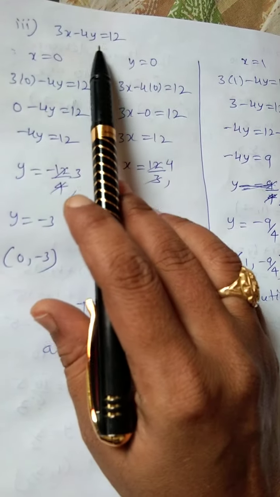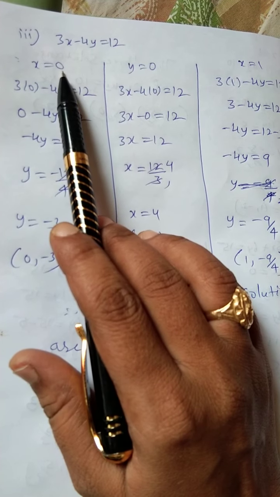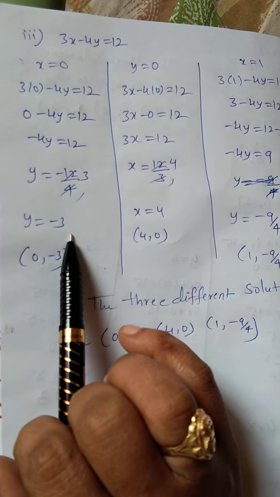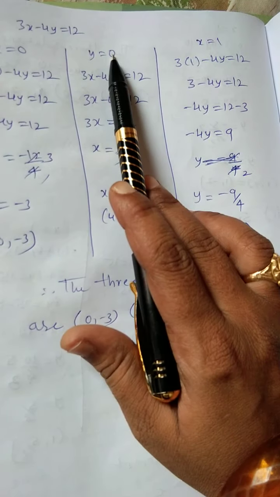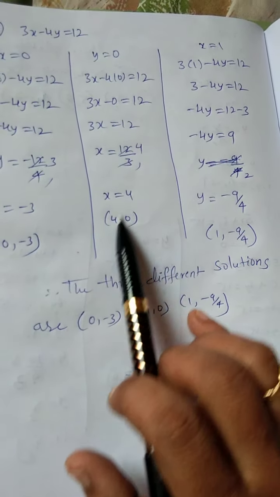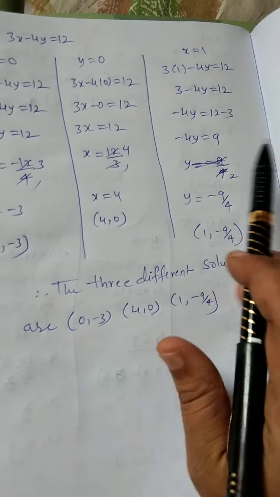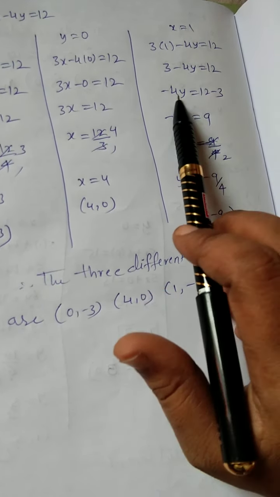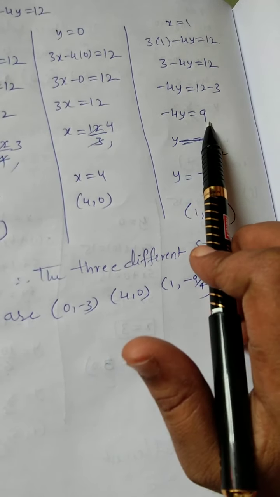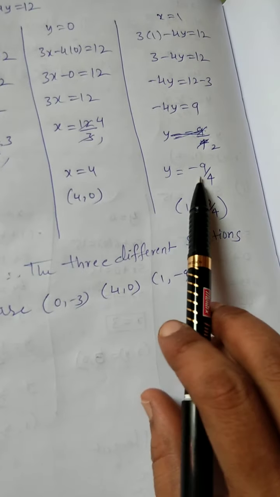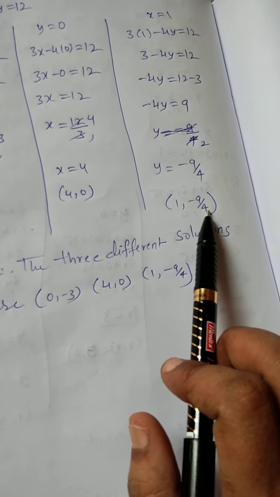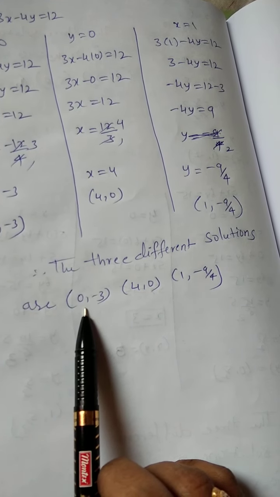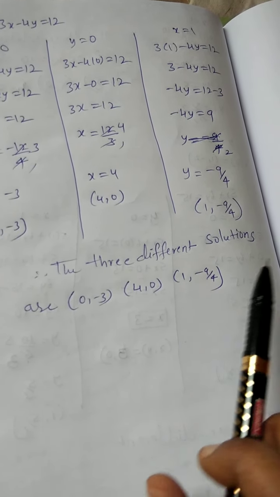Next linear equation, 3x minus 4y is equal to 12. For this also, x is equal to 0, you can substitute. Step by step, if you write, you will get y is equal to minus 3. So 0 comma minus 3. Next, y is equal to 0, you can substitute, and x is equal to 4. You will get 4 comma 0 as the solution. X is equal to 1, you can substitute, and 3 minus 4y is equal to 12. Minus 4y is equal to 12 minus 3. Minus 4y is equal to 9. 12 minus 3 is 9. Y is equal to minus 9 by 4. 1 comma minus 9 by 4. Therefore, the three different solutions of the given linear equation are 0 comma minus 3, 4 comma 0, 1 comma minus 9 by 4.